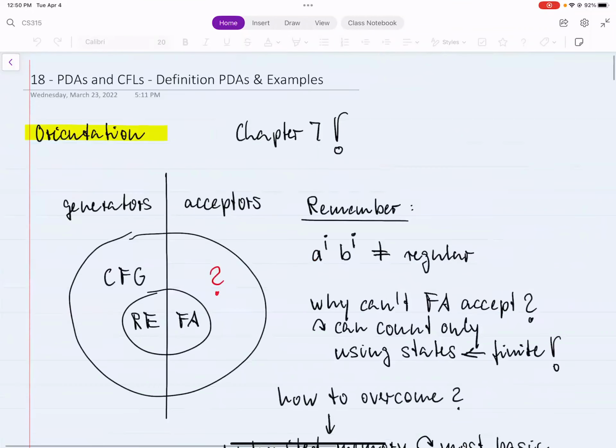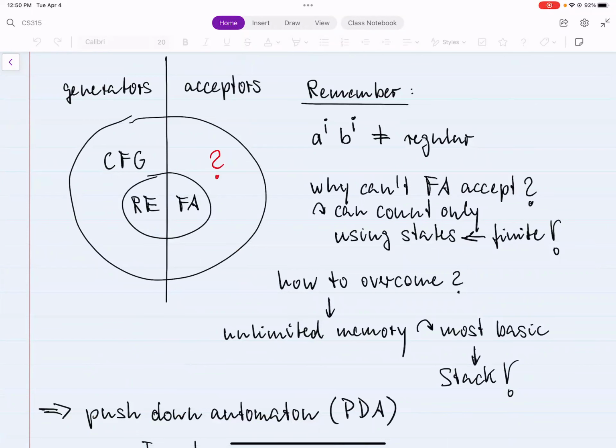We already made a bold statement in the last class where we said, okay, we are one layer out. So we leave the realm of everything regular. And we talked about context-free grammars, and this is on the generator side. So what is actually there on the acceptor side? And we hypothesize that this is very likely what's going to be the PDAs, okay?